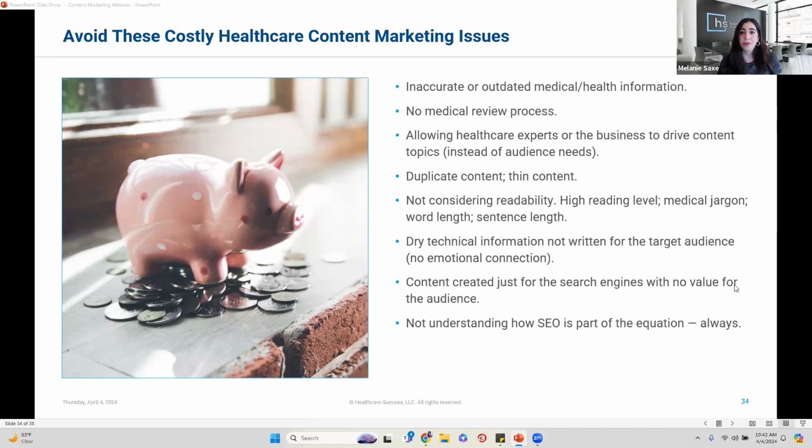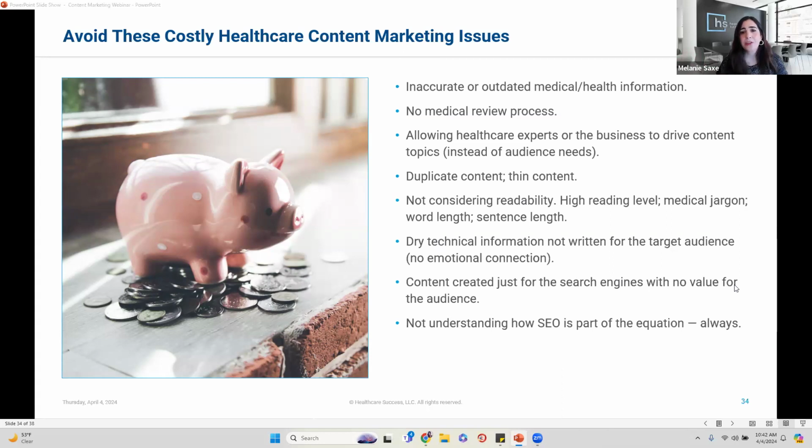Moving on to the next: allowing healthcare experts or the business to drive content topics instead of the audience's needs. So again, all due respect for the professionals, but we want to ensure that we are really knowing what your audience wants and ensuring that you give that to them.